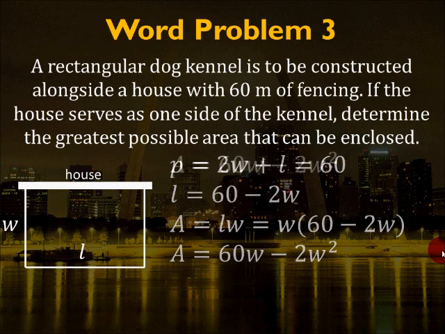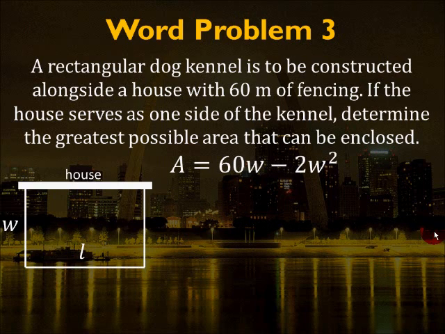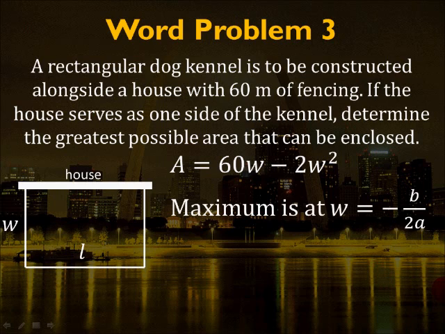Again, what you're going to want to know is the maximum area, in this case maximum because we have a negative coefficient for the W squared. The maximum is going to be at W equals negative B over 2A. So you plug those in. Here you have 60 for B, you have negative 2 for A. You solve for W and you get 15 meters. So that gives us the width where we'll have the maximum area.